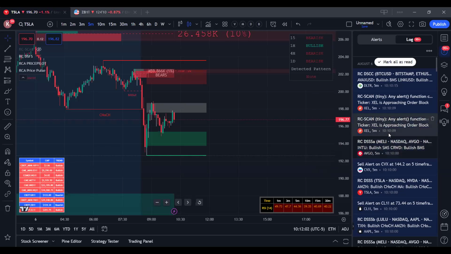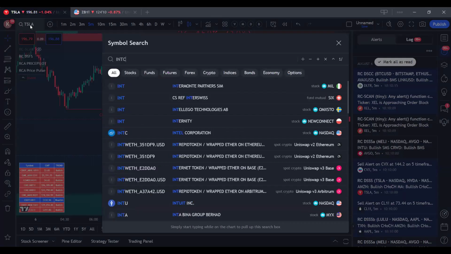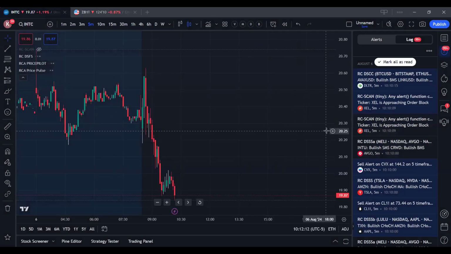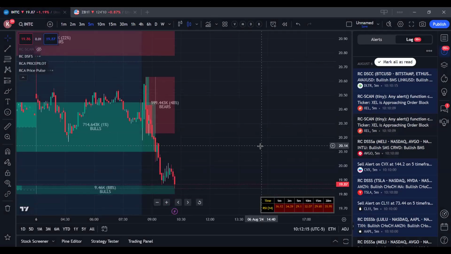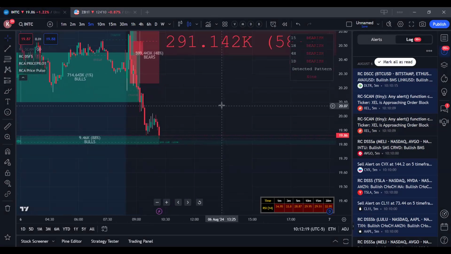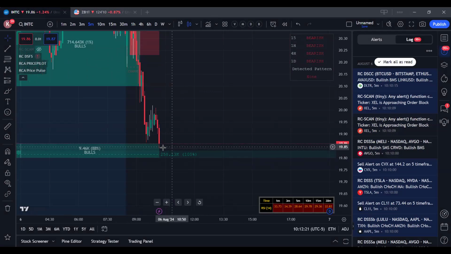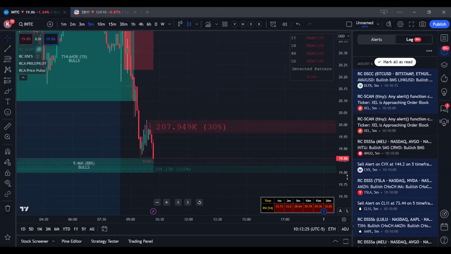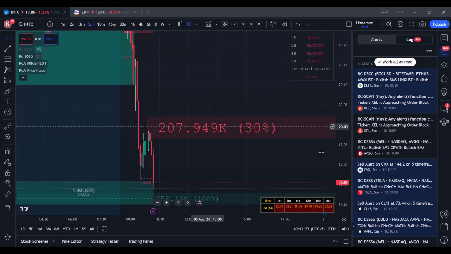Then let us look at Netflix and AVGO. AVGO came to the bottom, right? You can see there is nearly 259,000 buy order block here, but there is also a sell order block.